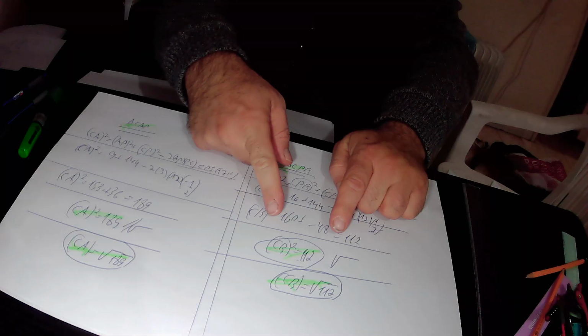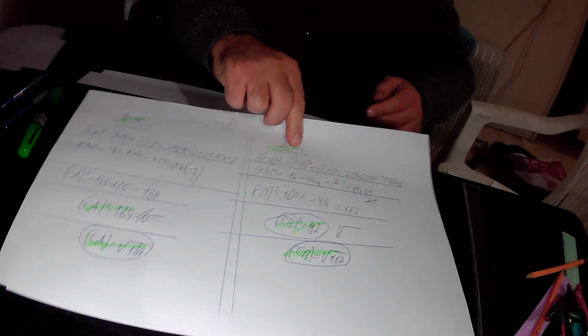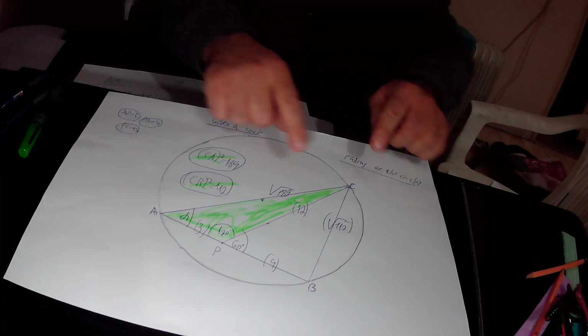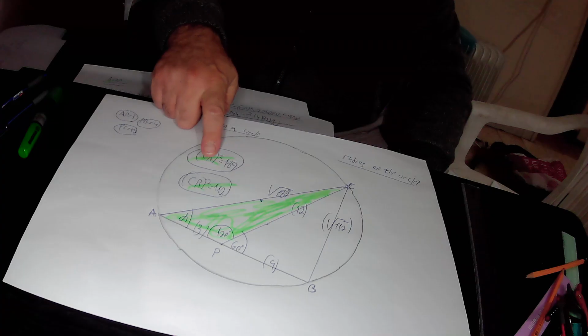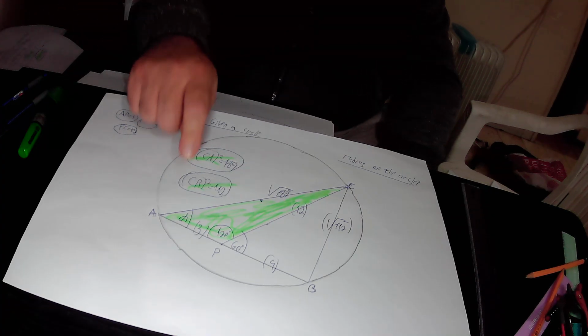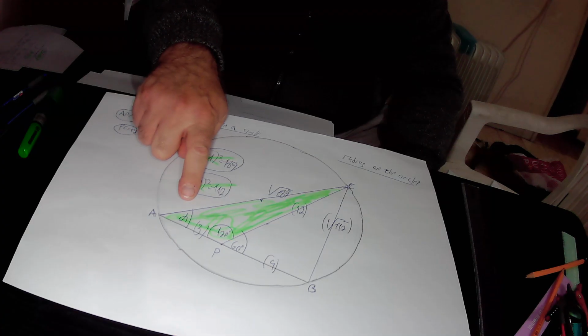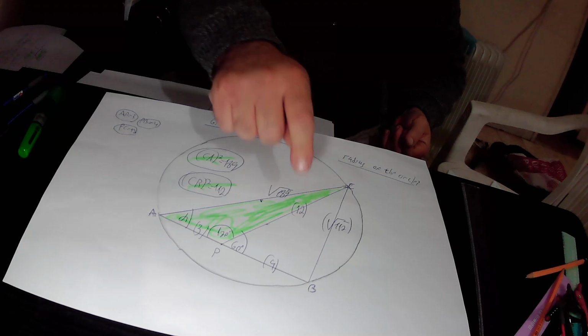From this equation we found that CB equals the square root of 112 units, and CB square equals 112. The next step, we define this angle BAC as alpha, and we implement the law of cosines in this triangle, the big triangle ABC.